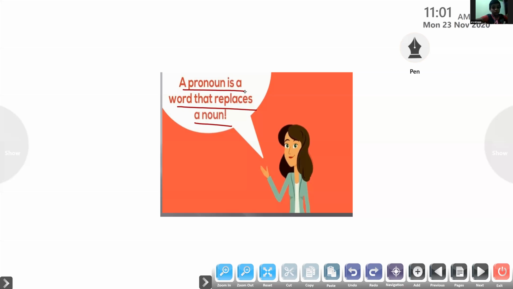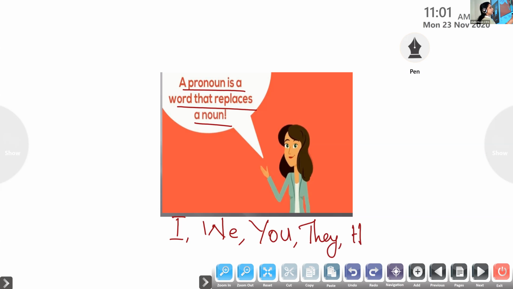Okay. So let's move on to the 7 main pronouns we learned. We start with I, you, we, they, he, she, and it. So these are the 7 main pronouns we have learnt.